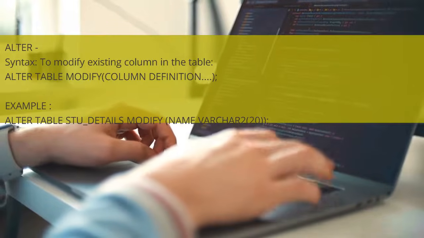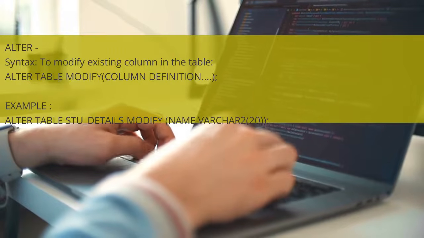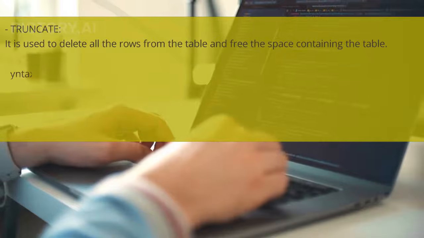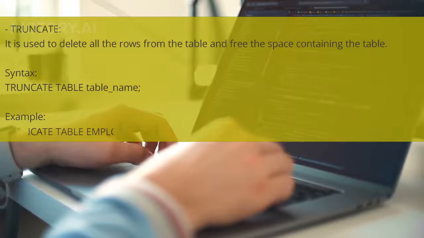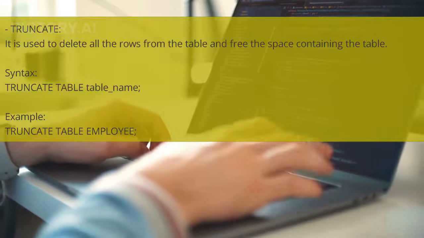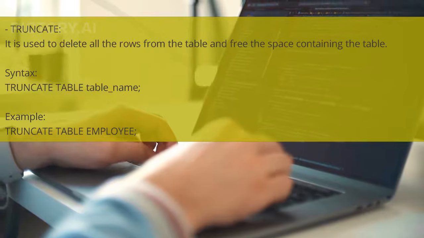Alter. Syntax to modify an existing column in the table: alter table table_name modify column_definition. Example: alter table stu_details modify name varchar2(20). Truncate. It is used to delete all the rows from the table and free the space containing the table. Syntax: truncate table table_name. Example: truncate table employee.